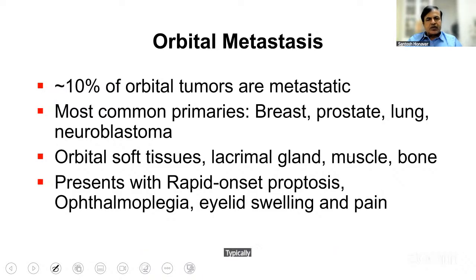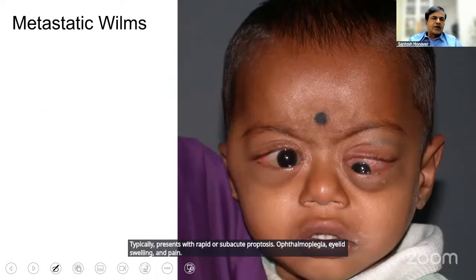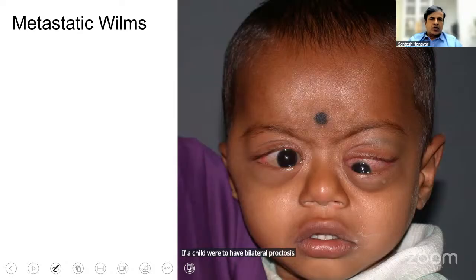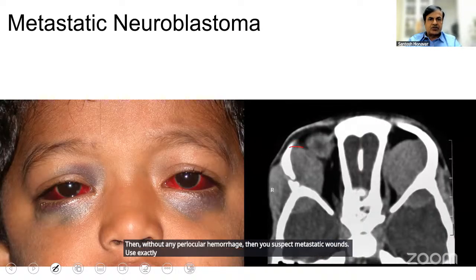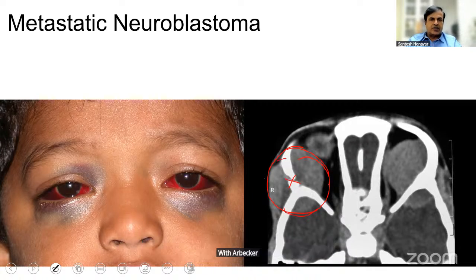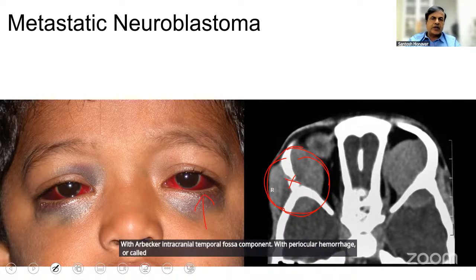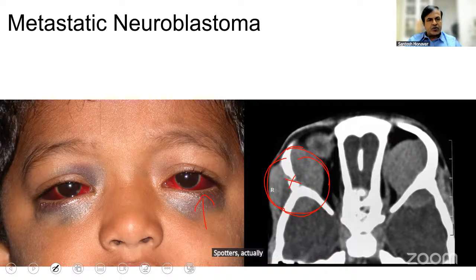Typically presents with rapid or subacute proptosis, ophthalmoplegia, eyelid swelling, and pain. If a child were to have bilateral proptosis with temporal fossa fullness, without any periocular hemorrhage, then you suspect metastatic Wilms. With this exactly similar picture, a triradiate lesion centered in the sphenoid wing with orbital, intracranial and temporal fossa components with periocular hemorrhage, called Raccoon sign, then you suspect metastatic neuroblastoma. These are spotters actually. The diagnosis is immediate.